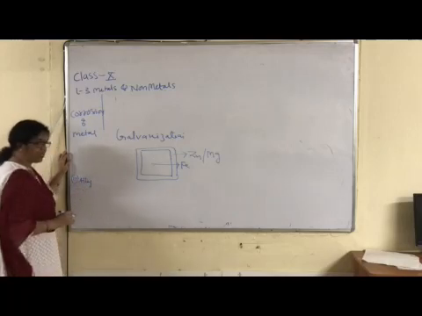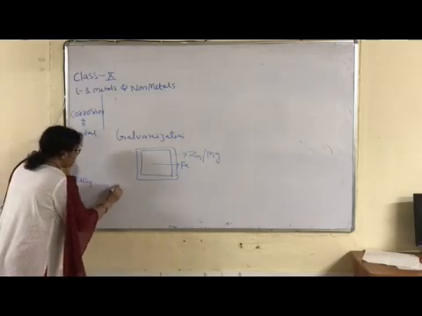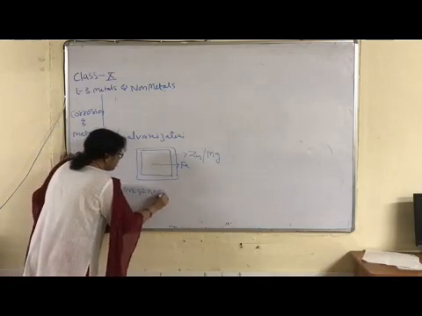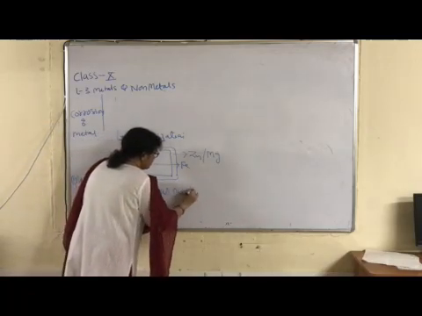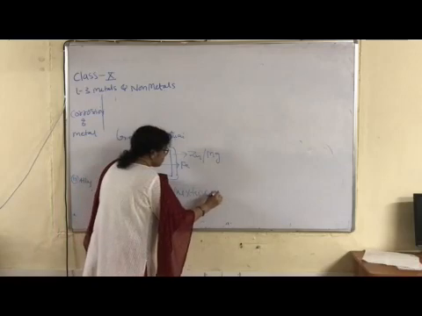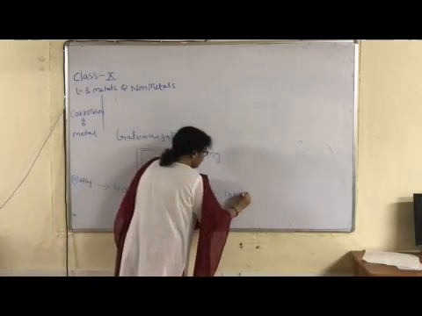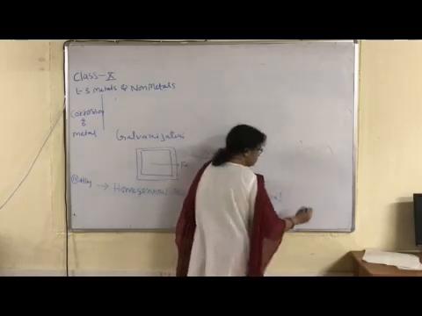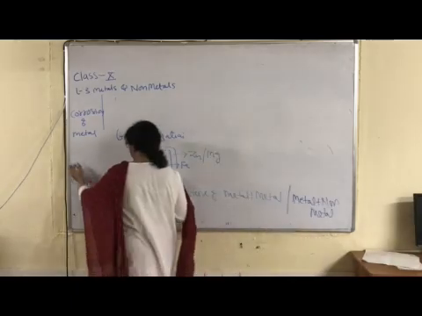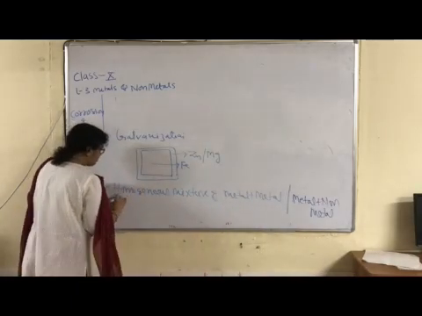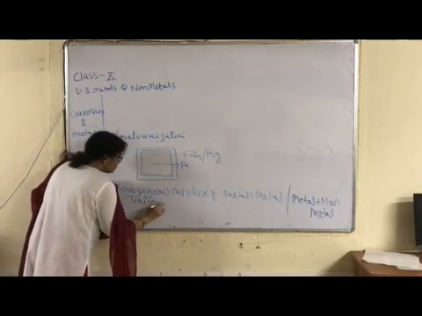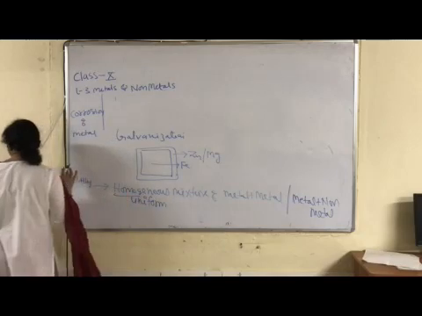Now children, last topic, alloy. What do you mean by alloy? Alloy is a homogeneous mixture of metal with metal or metal with non-metal. Right? Homogeneous means uniform mixture. Uniform mixture. Composition is constant.